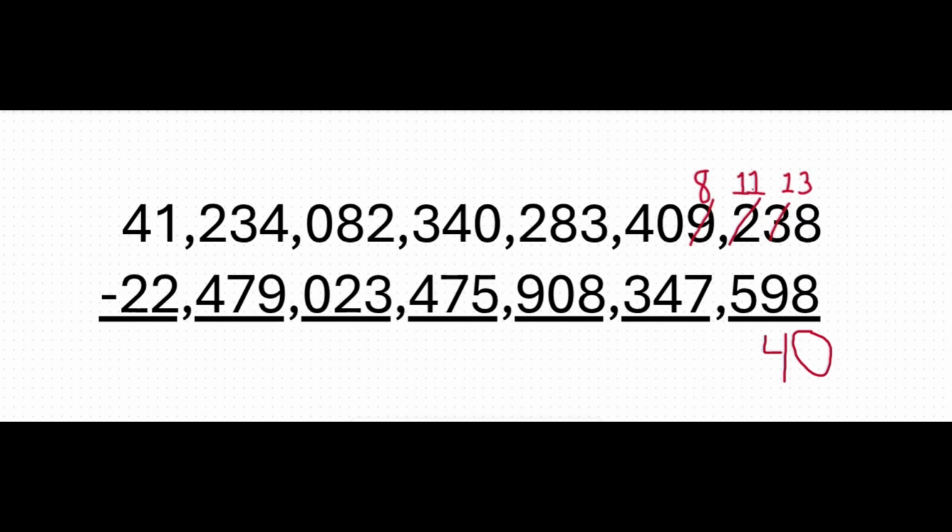Now 11 minus 5, what is that? Very good. 11 minus 5 is 6. Now let's move on to the next column. 8 minus 7. Can somebody tell me what 8 minus 7 is? Very good. It is 1. 8 minus 7 is 1.